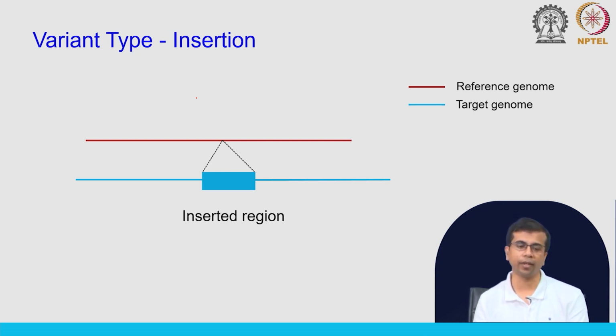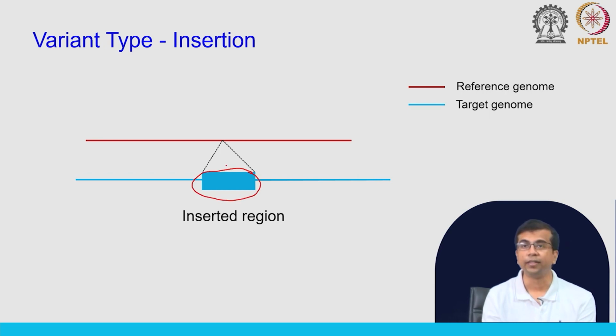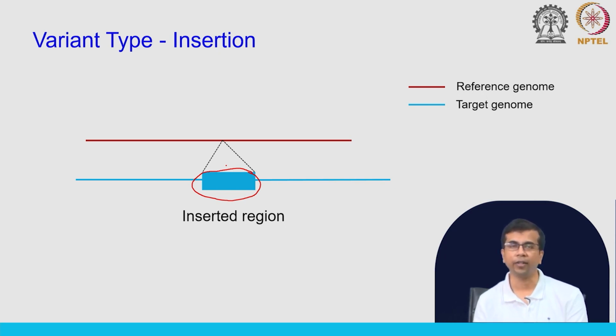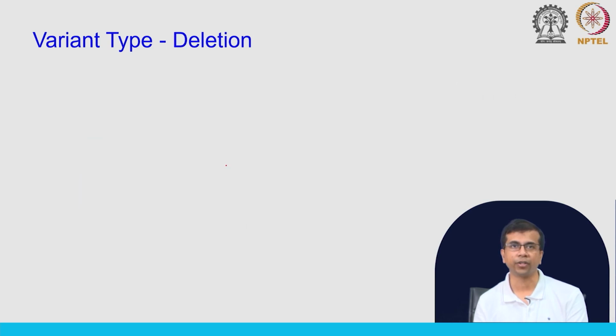So, what is an insertion? Again we can take this example of reference genome and target genome. Target genome means the genome that we are sequencing or that we are analyzing. So, in red you have the reference genome, and in blue you have the target genome. Okay. So, insertion means there is a DNA sequence that is present in the target genome, right, and not present in the reference genome. So, you can see this blue region here, this is extra in the target genome, right, and it is not present in the reference genome. So, this extra sequence has been inserted into the reference genome. Okay. So, that is why it is called insertion.